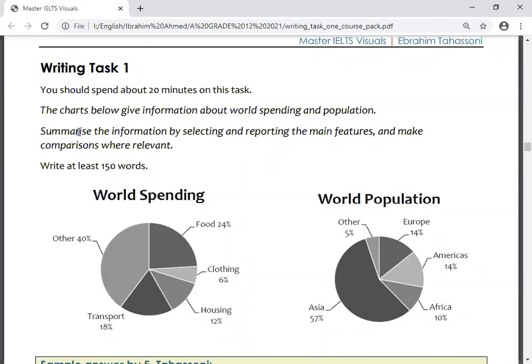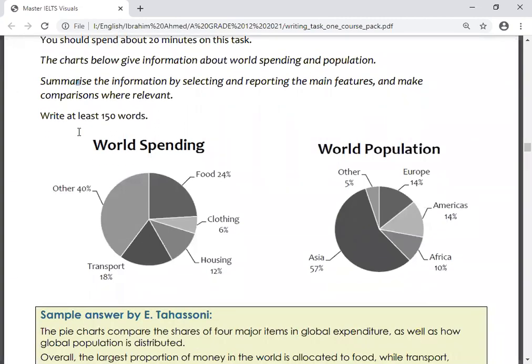This is the question. So let's look closely at the two charts. The title of the first one is World Spending. And it's divided into 5 portions, 5 sections, 5 parts, and so on. Yeah, we can use the word section. The first one is 24%. Again, we must focus on the numbers and what each number refers to or stands for. 24% of the world spending goes for food. So the world spends about 24%, which is roughly or slightly below 1/4, right?